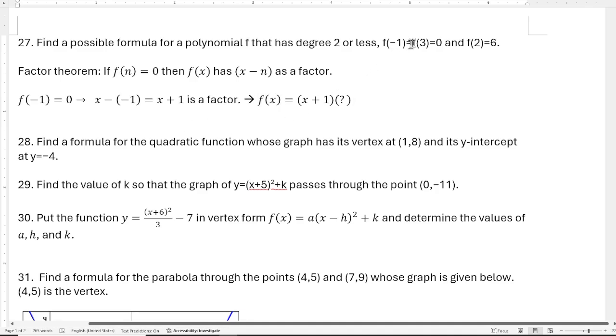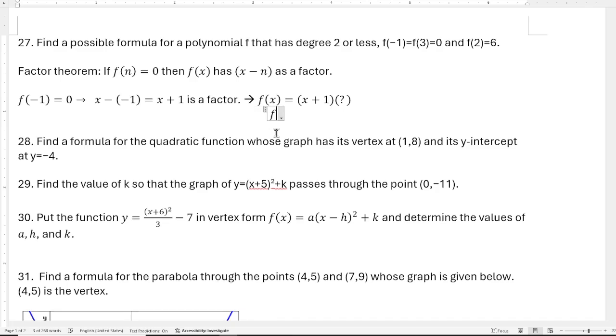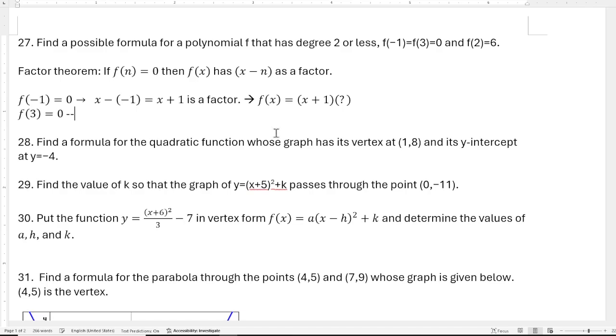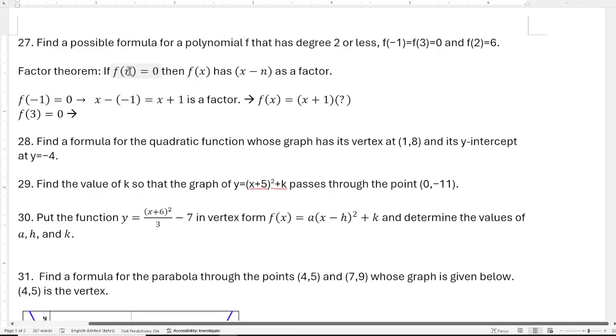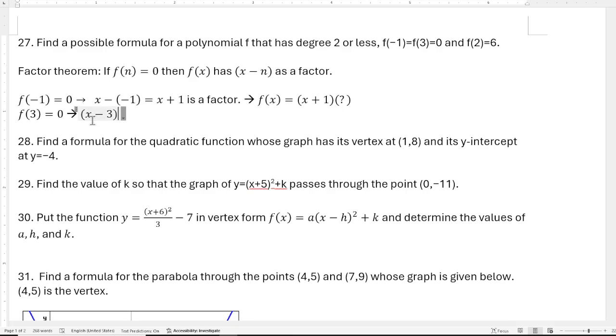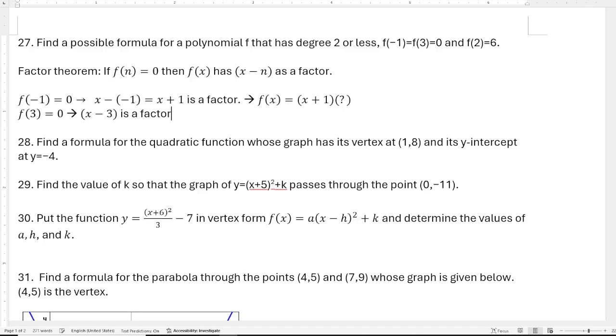Now let's do the same thing for the next one. f of 3 equals 0. Now what does that mean? Well, again, if f of 3 is 0, then x minus 3 is a factor. So we know that x minus 3 is a factor, and that means that f of x is equal to x minus 3 times something.